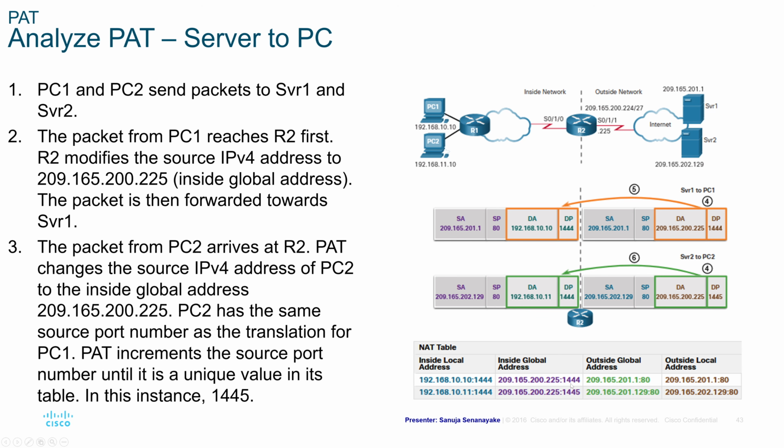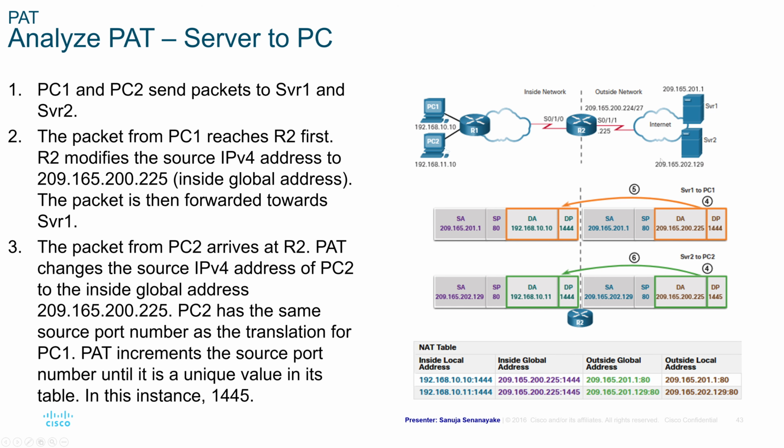In this case, port 1444 is used by PC1, and port 1445 is used by PC2, because in PAT, it increments the source port number until it is a unique value in its table, and as a result, now you can identify traffic that's supposed to go to PC1 from traffic that's supposed to go to PC2. And the NAT table in this PAT scenario looks like this on the bottom of your screen.